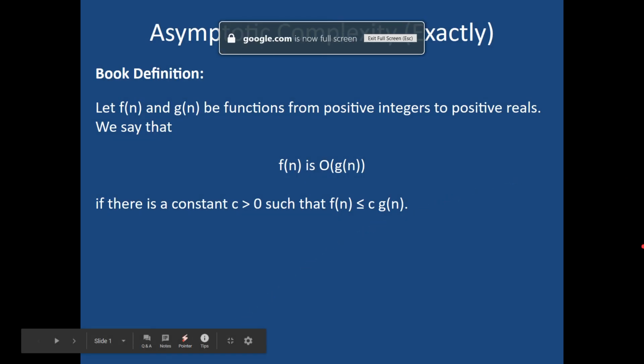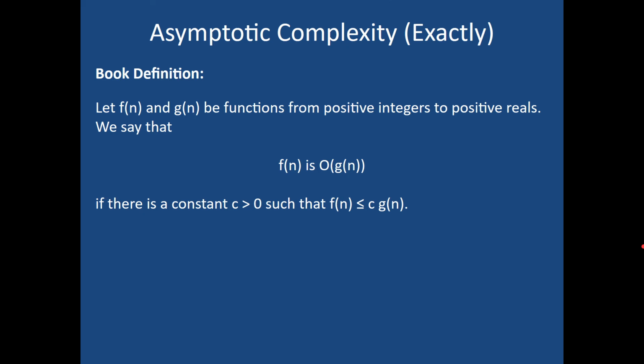Okay. Now, let's talk about the actual mathematical definition of big O. This is the version the book gives. Let f and g be functions from positive integers to positive reals. We say that f of n is big O of g of n if there is a constant c greater than 0 such that f of n is less than c times g of n. That's the definition the book uses. It doesn't do much with the definition, and in my experience, it's not the standard definition that you see in other books.